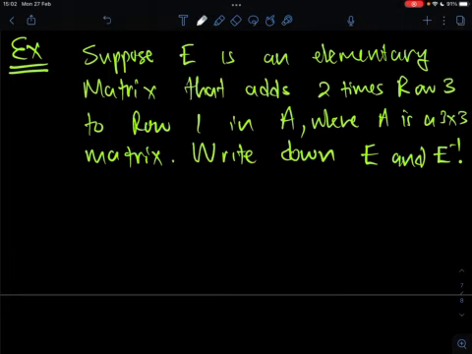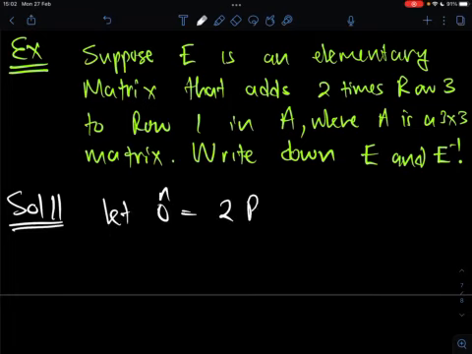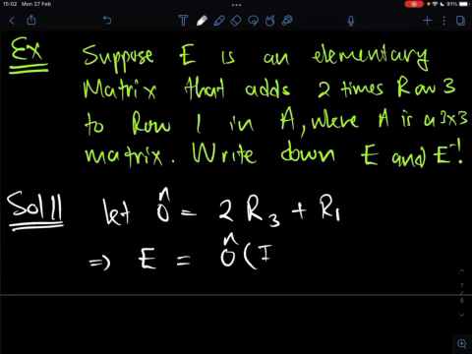To answer this kind of question, this is how we proceed. At first, you must always have the elementary matrix E itself. So let O be the operation 2 times row 3 plus row 1, which means O is the operation that takes 2 times row 3 and adds it to row 1. So this implies now what is E. It means it is this operation done onto I3.